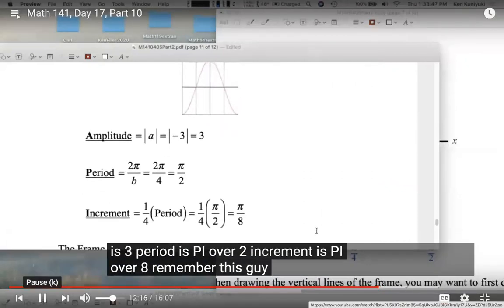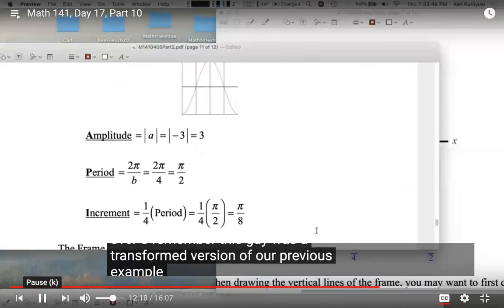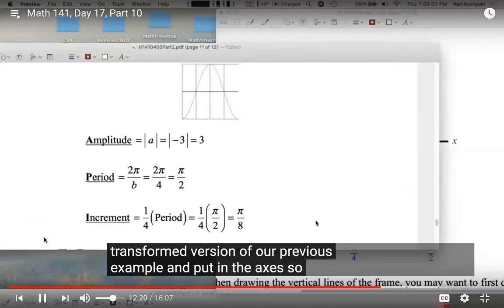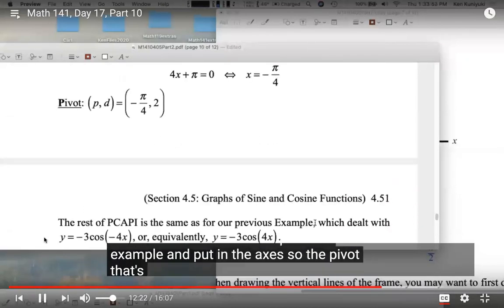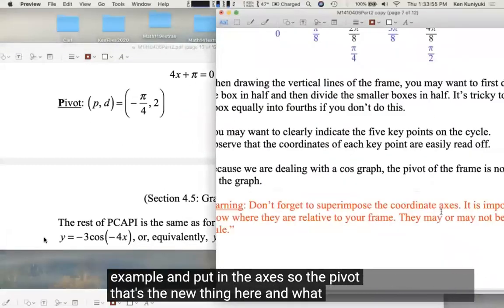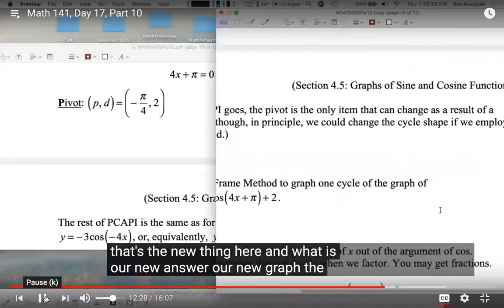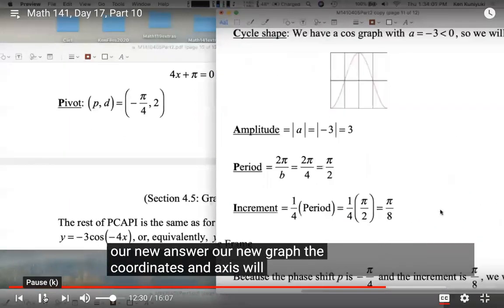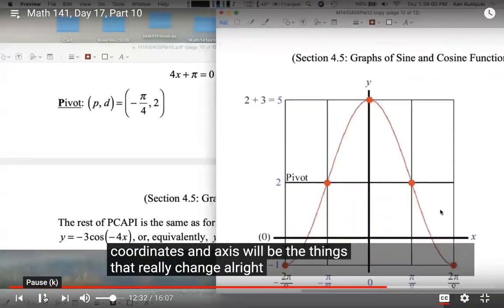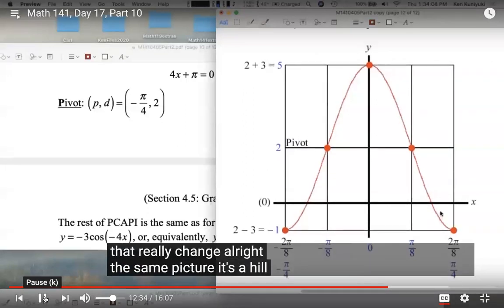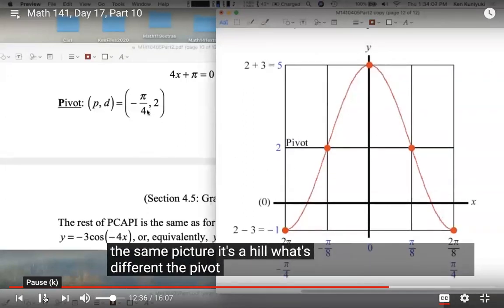Remember, this was a transformed version of our previous example and put in the axis. So the pivot, that's the new thing here. And what is our new answer, our new graph? The coordinates and axes will be the things that really change. All right, the same picture, it's a hill. What's different? The pivot is at the left center of the graph.